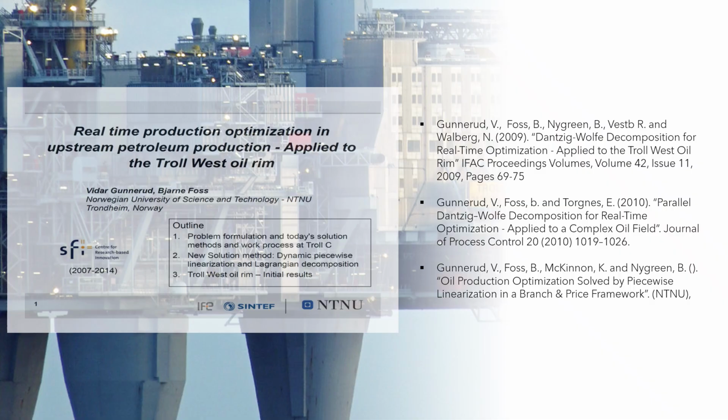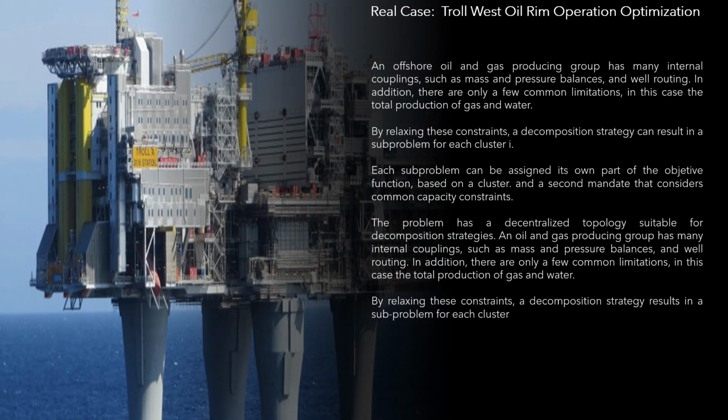Additional bibliography. An offshore oil and gas producing group has many internal couplings, such as mass and pressure balances, and well routing. In addition, there are only a few common limitations, in this case the total production of gas and water. By relaxing these constraints, a decomposition strategy can result in a subproblem for each cluster. Each subproblem can be assigned its own part of the objective function, based on a cluster, and a second master problem that considers common capacity constraints. The problem has a decentralized topology suitable for decomposition strategies.